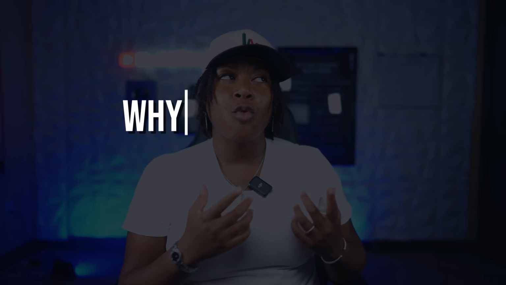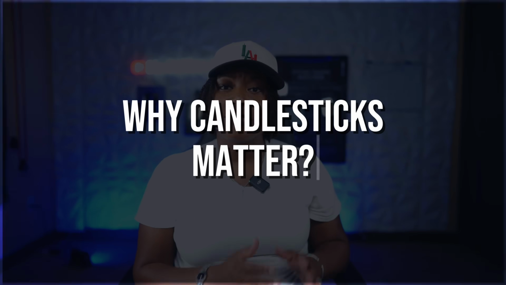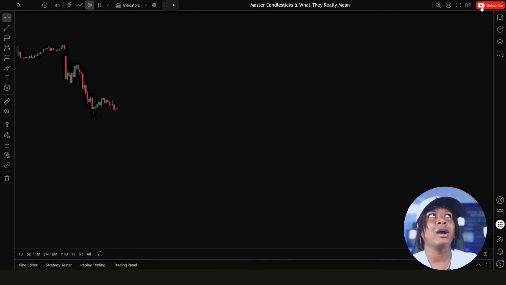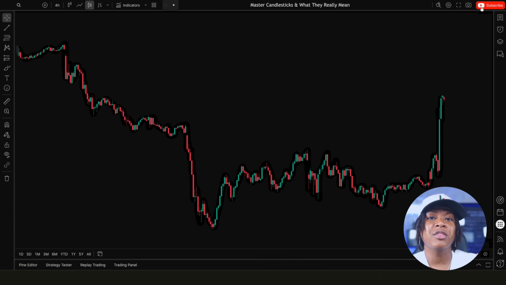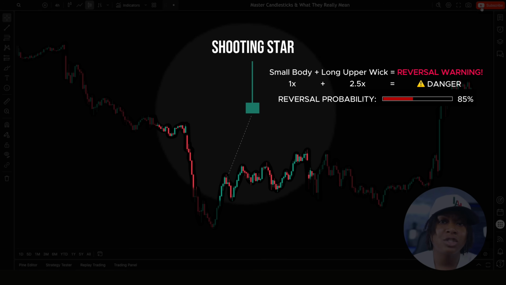First, I just want to talk about why candlesticks matter. If you have difficulty reading candlestick charts, then you're always going to be guessing in your trades. And in trading, guessing isn't just risky, it's expensive. Candlesticks are like the market's language. Each one of these candlesticks is filled with hidden signals, and the body-to-wick ratio is going to be the key to unlocking what the market is actually telling you.